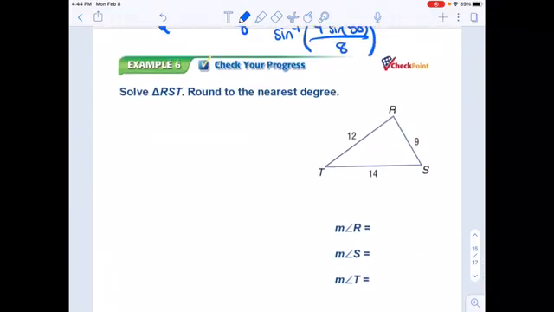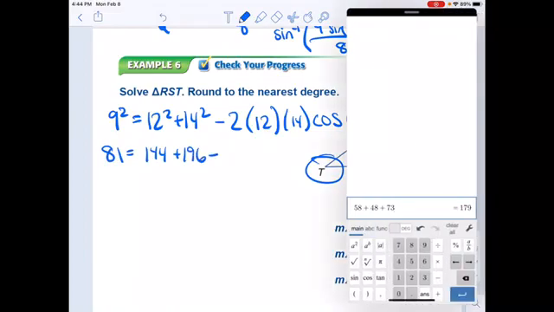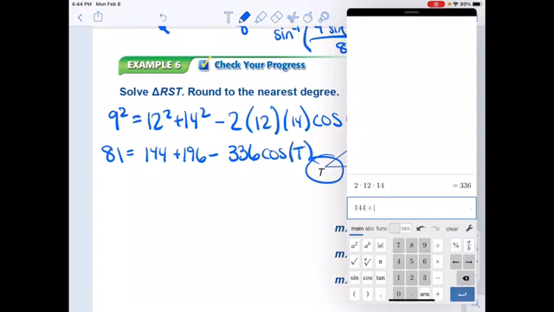And lastly, we're going to solve RST, rounding to the nearest degree. Once again, we have to start with law of cosines. I'm going to solve for angle T using law of cosines. So I have 9 squared equals 12 squared plus 14 squared minus 2 times 12 times 14 cosine of T. Now we solve. 81 equals 144 plus 196 minus whatever 2 times 12 times 14 is, cosine of T. Go ahead and keep solving.